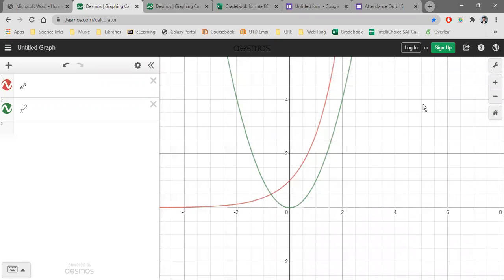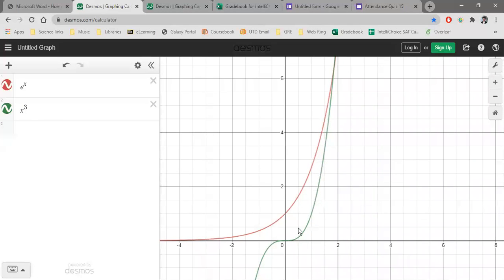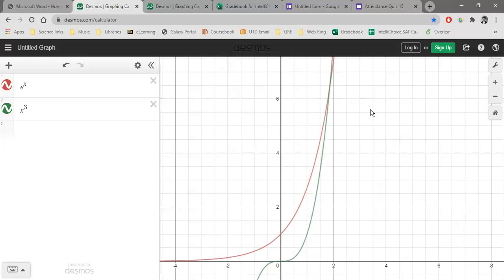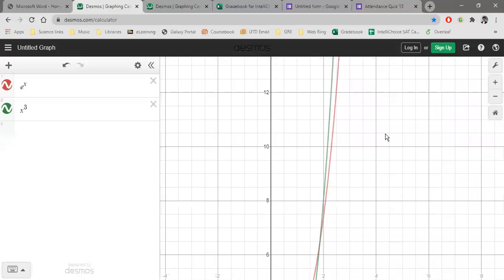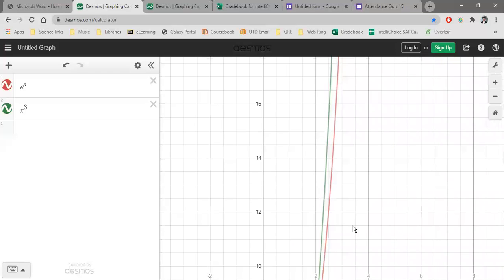But what if you say, oh, well, that's just x squared. You haven't tried higher degree polynomials like x cubed and x to the fourth. Okay, I'm going to put in x cubed. And look, right here, the exponential is winning, right? The red graph is above the green graph. But now look what happens. They cross, and now who's winning? Well, the green graph is above the red graph.